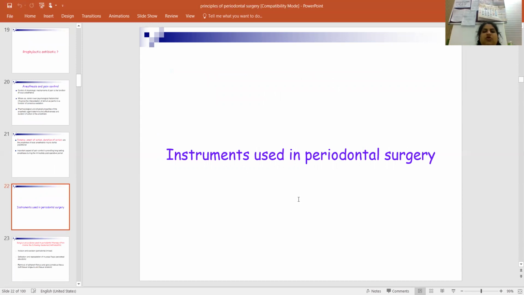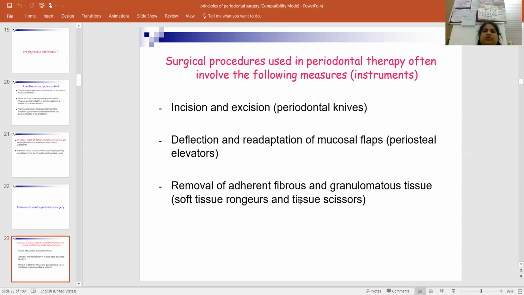Instruments used in periodontal surgery. Surgical procedures involved in periodontal therapy often involve the following measures: incisions and excisions, reflection and readaptation of the mucosal flap, and removal of adherent fibrous and granulomatous tissue. What happens? You're going to use the periodontal knives, or a number of blades like 11, 12, 15, and 15C. All these blades we can use to make an incision, and you can use the periodontal knives also.